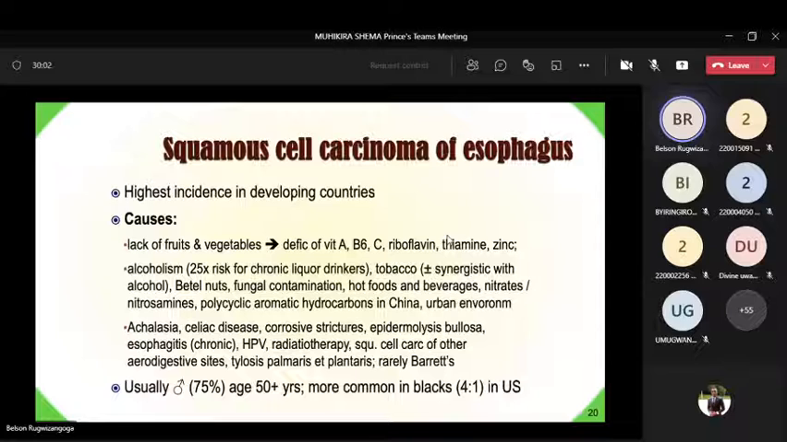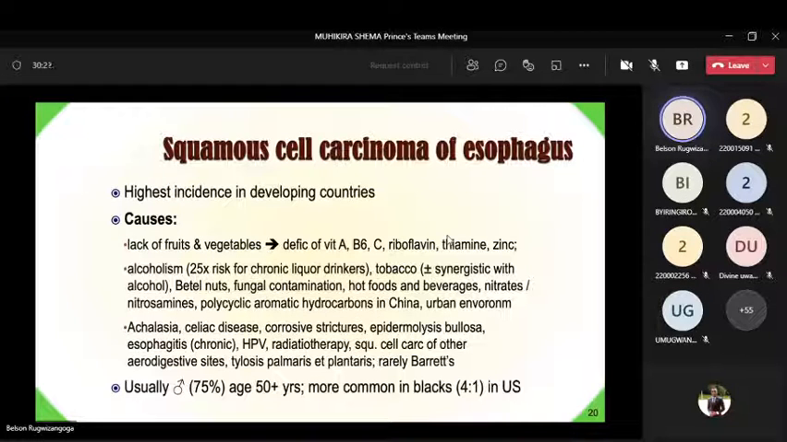Others are corrosive strictures. Corrosive strictures can be due to anything. But what you understand, corrosive, if someone has ingested corrosive acids and so on, they will develop a stricture, meaning the lumen has been narrowed.